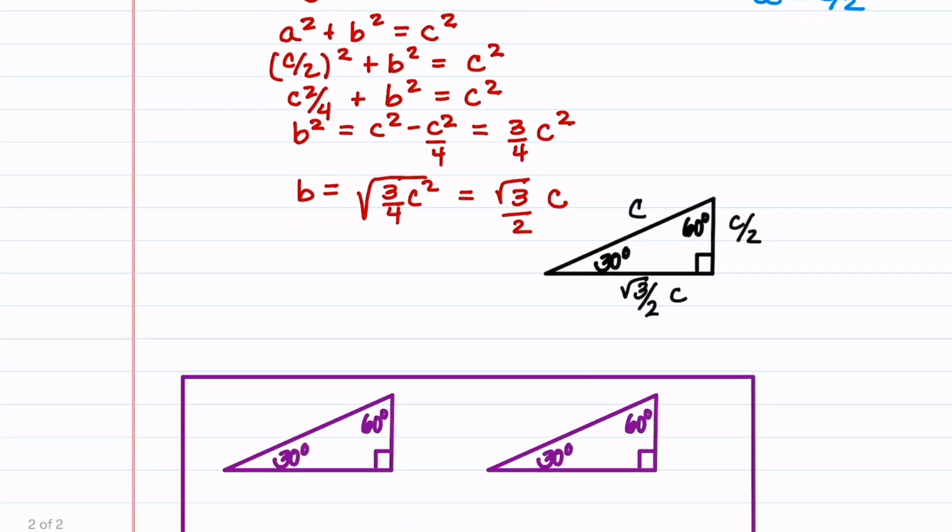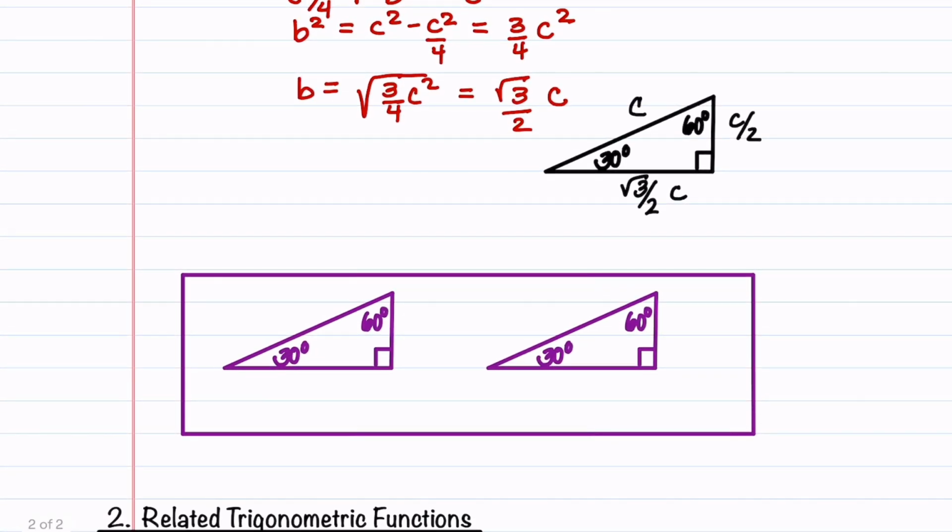So just like before, we're going to substitute in some values for C. The most common values are to let C be equal to 2 or C be equal to 1. In our picture on our left, we're going to let C be equal to 2. So if C is 2, our bottom length is equal to root 3, and our side length is C over 2, which is 2 over 2, which is 1.